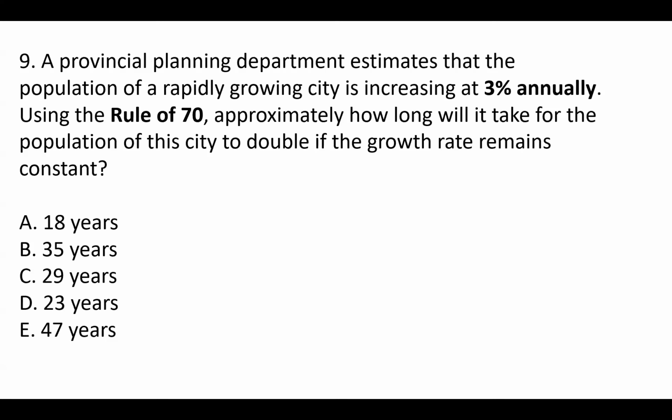Now, the next MCQ: a provincial planning department estimates that the population of a rapidly growing city is increasing at 3% annually. Using the rule of 70, approximately how long will it take for the population of the city to double if the growth rate remains constant? 18 years, 35 years, 29 years, 23 years, or 47 years? D, yes, it is D. We will divide 70 by 3. So the answer will come out to be 23 years nearly.